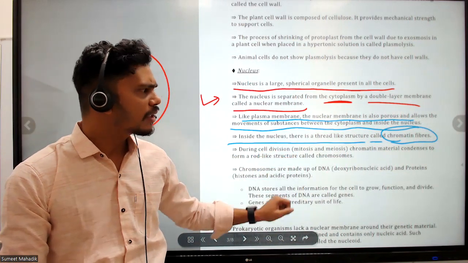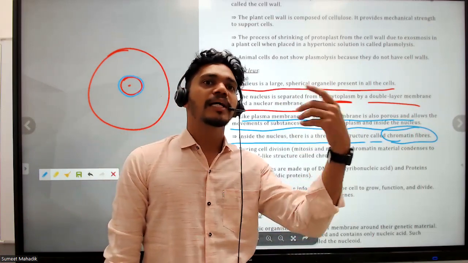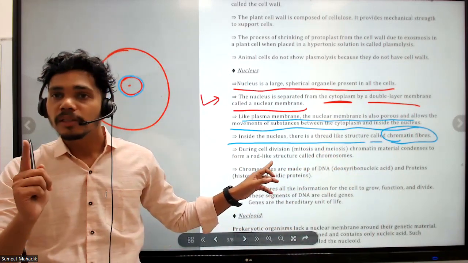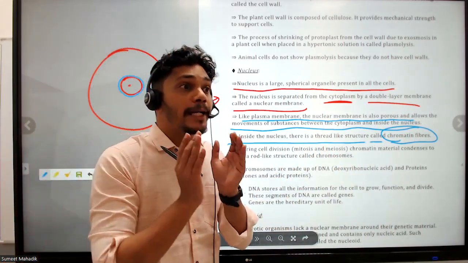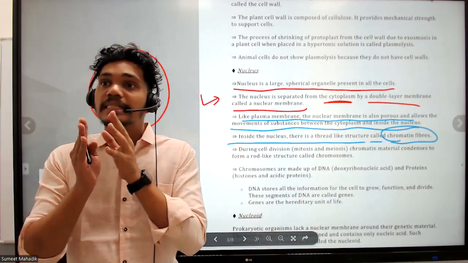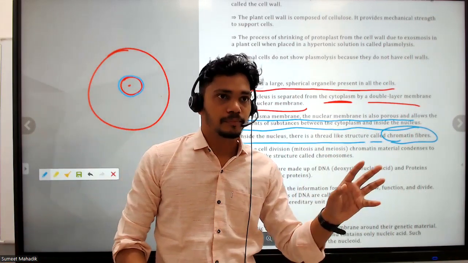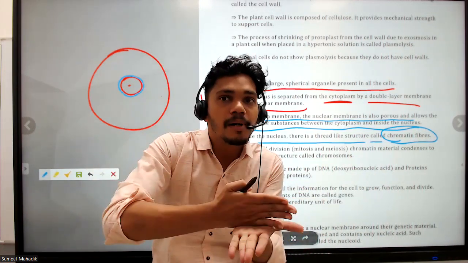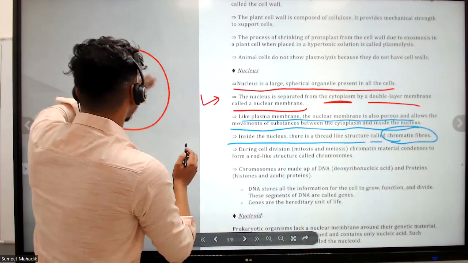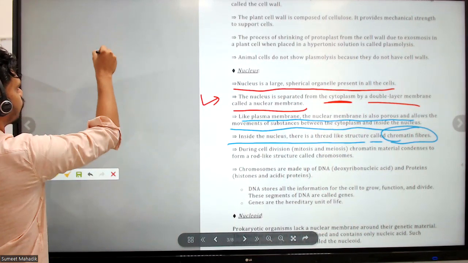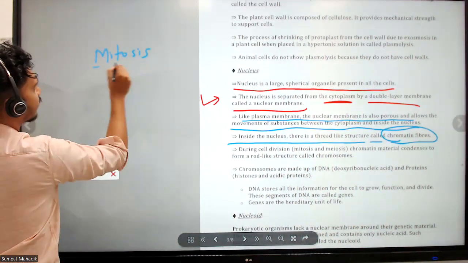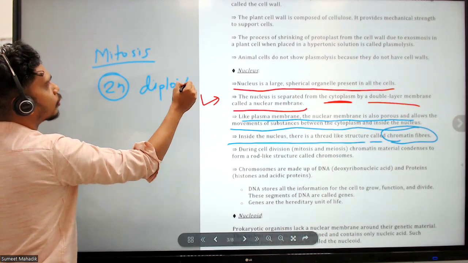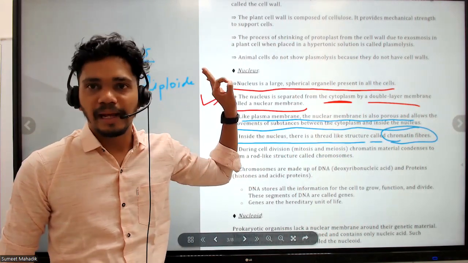During cell division, what is cell division? One cell giving rise to two cells. That is cell division via mitosis and meiosis. Please pay attention. Mitosis is the process in which the same number of chromosomes are transferred. You get 2n, 2n. But in case of meiosis, half the number, that is haploid. So in case of mitosis, it leads to 2n number. What is 2n number? Diploid. The diploid cell's number of chromosomes is maintained in mitosis.